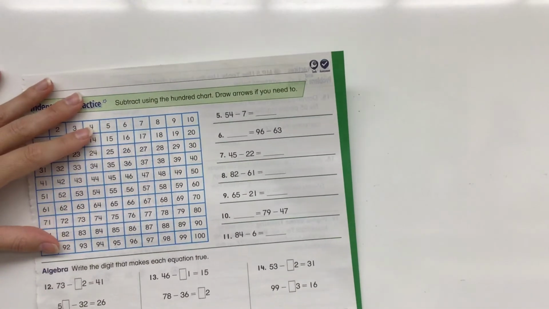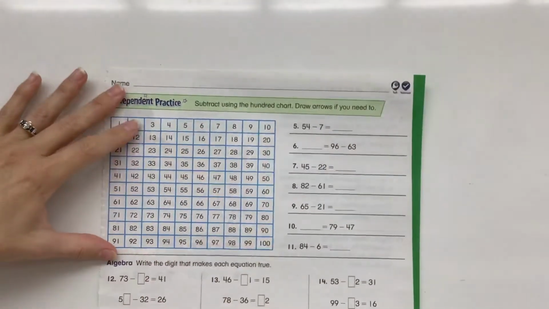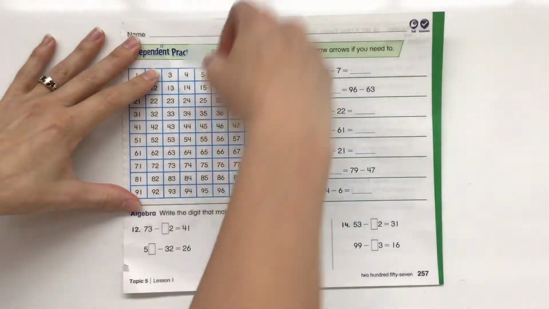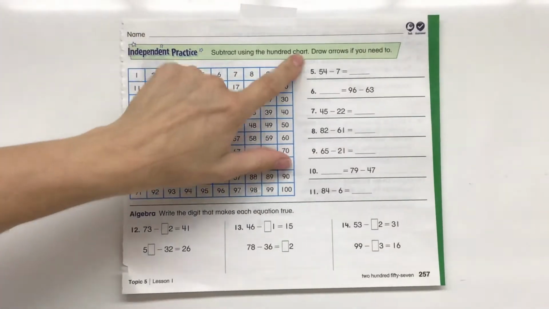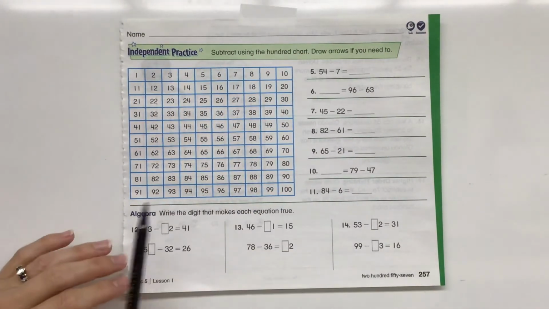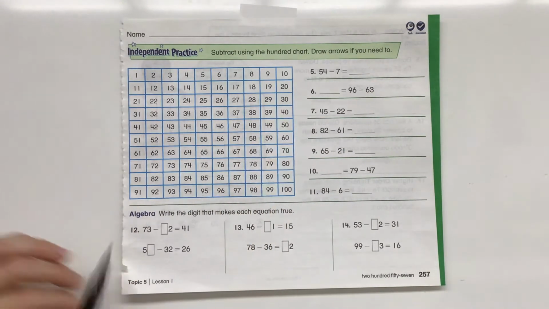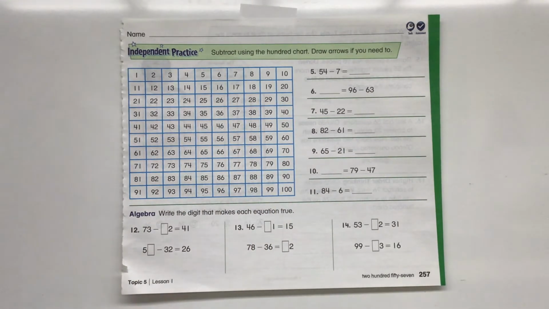And we can come back and check our answers as needed. So for our independent practice part, we will do 5 through 11 on our own. Then we'll come back and do algebra together. All right, and again, please be sure to pause the video as needed. And then if you need some help, you can turn the video back on.